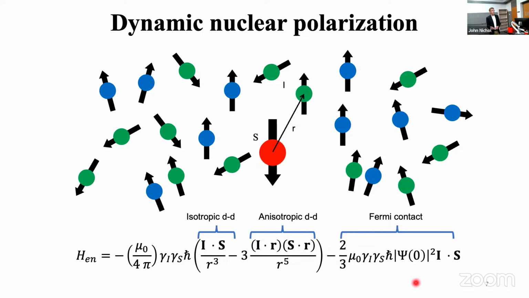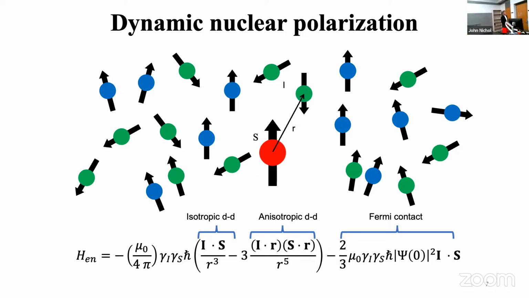For the talk today, the most relevant part of this is what's called the Fermi contact interaction. This has a term that looks like I dot S, and it also involves the modulus squared of the electronic wave function at the location of the nucleus. So this is an effective I dot S interaction that results from the electronic wave function actually overlapping the nucleus in question. Okay, so what does this do?